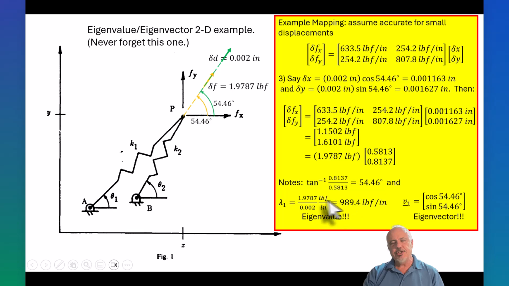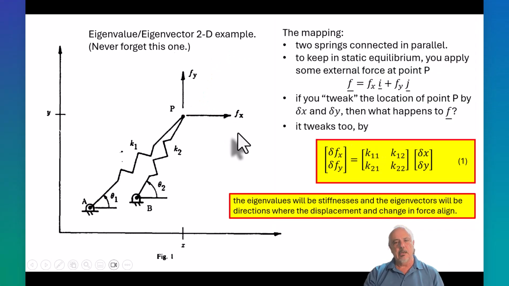And then the ratio of the magnitude of the change in force, 1.9787, divided by the displacement, 0.002 inch or 2/1000ths of an inch, that's 989.4 pound force per inch, that's an eigenvalue, and the eigenvector is the cosine of 54.46 and the sine of 54.46. Okay, so you can see it here that as I've drawn it, they are indeed aligned.